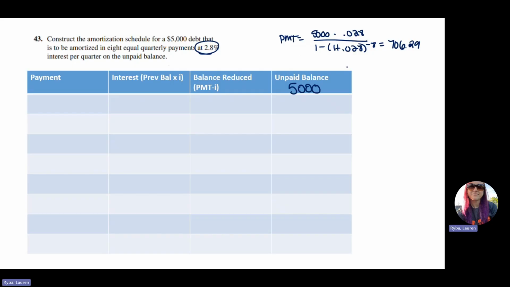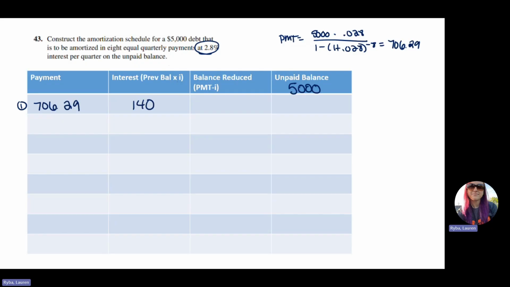I would hope at this point you could plug that in and get our answer. So what I'm going to do, payment 1 is $706.29. Then we're going to work our way through. So it says then to take interest takes the previous balance times interest. So the previous balance is $5,000. If I take 5,000 times the interest rate, 0.028, $140 is paid towards interest.